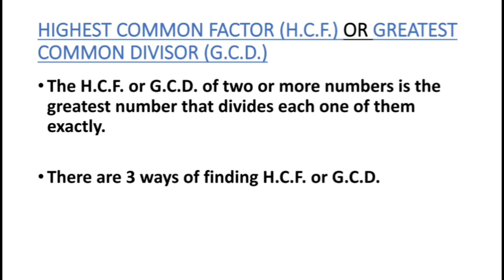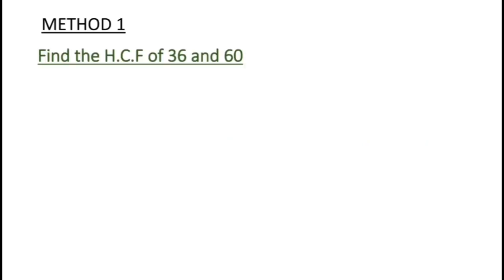There are three ways of finding HCF or GCD, greatest common divisor. The first method is by solving the problems. Let us find the methods. Method 1. Find the HCF of 36 and 60.